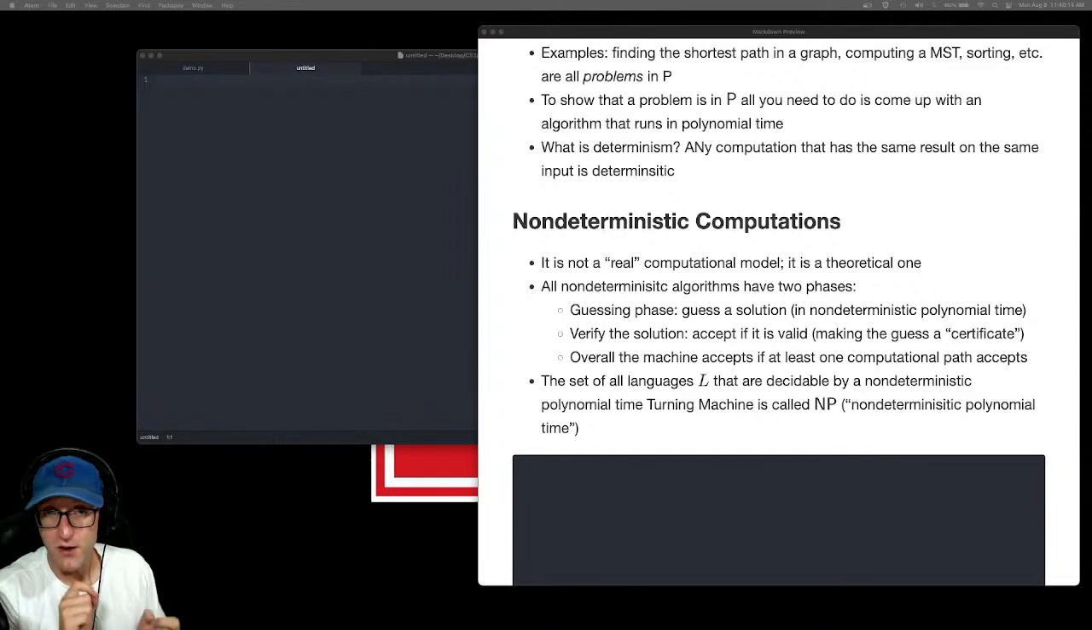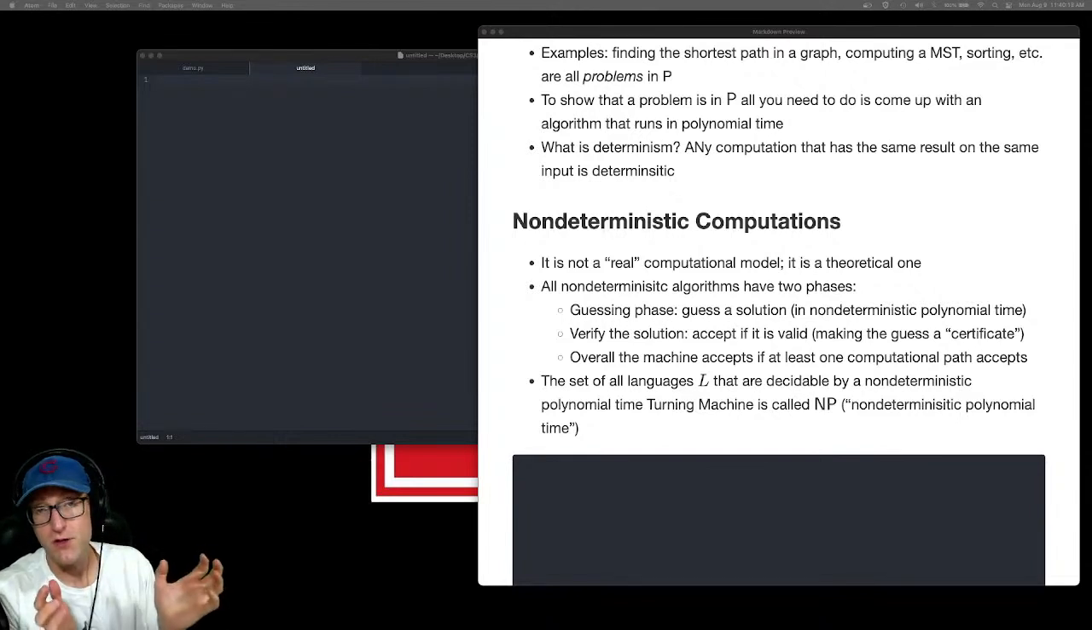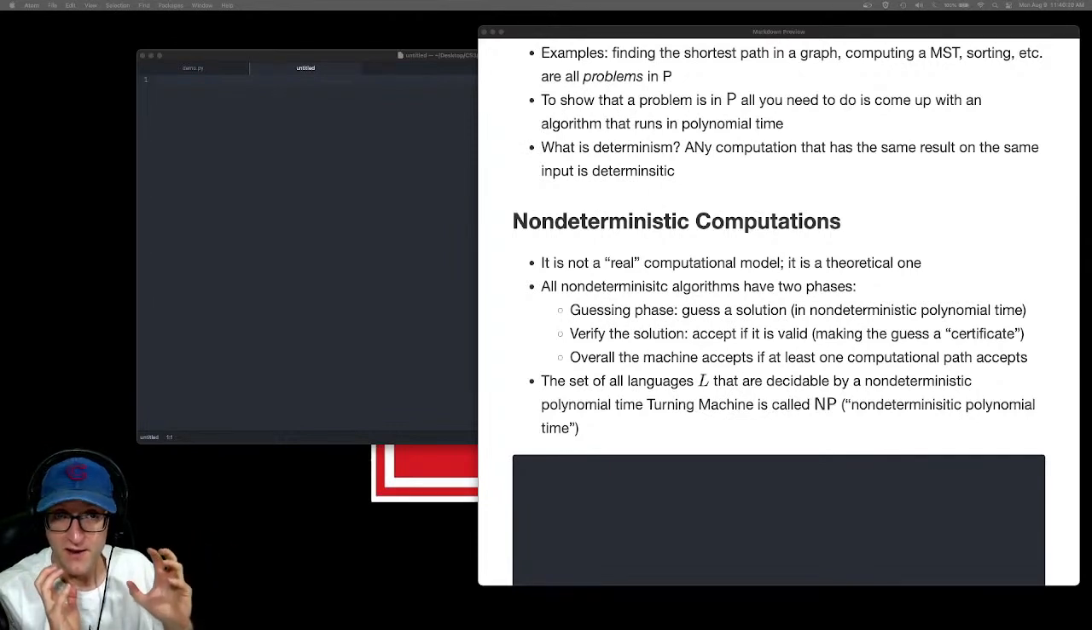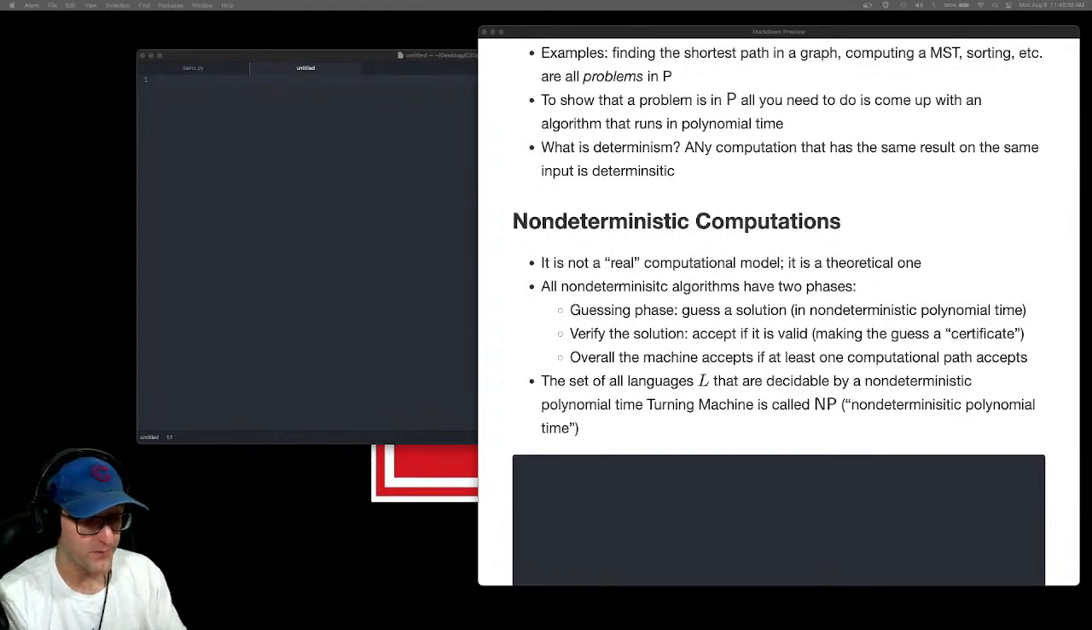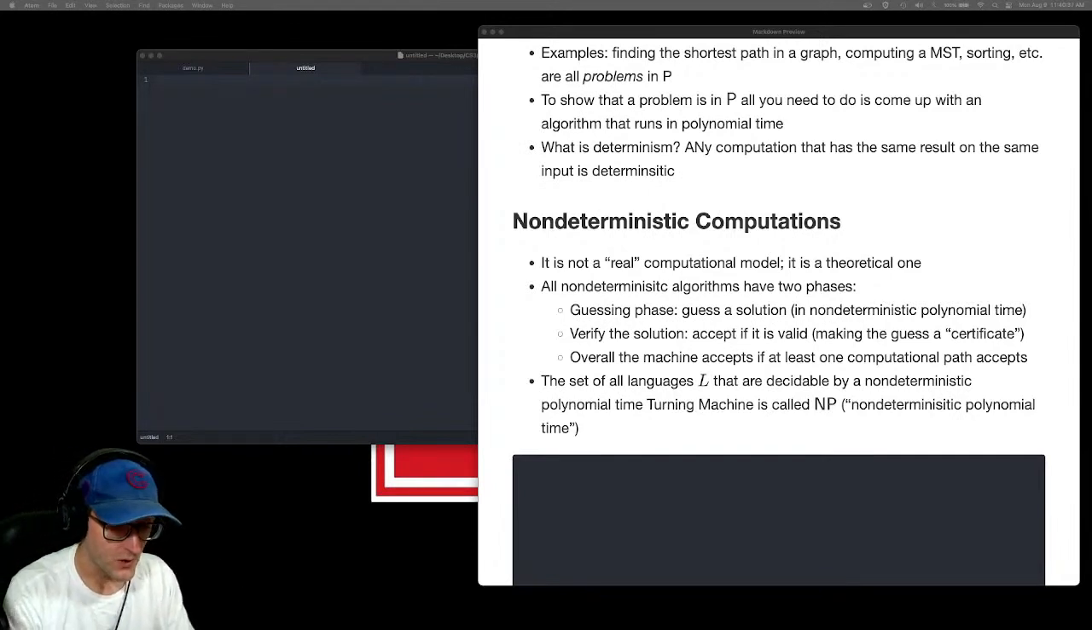Non-deterministic polynomial time is polynomial time because it only takes a polynomial number of guesses to get a possible solution. You verify each one in deterministic time, but the overall machine accepts if there exists a computational path that accepts. You don't look at all 2 to the n computational paths at the bottom of that computation tree. You just magically accept if one of them does. Okay. So, comparison.